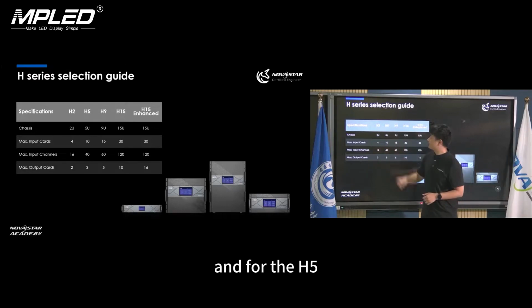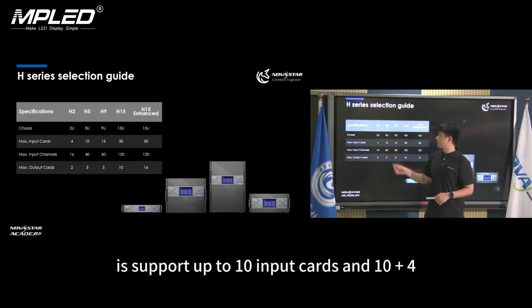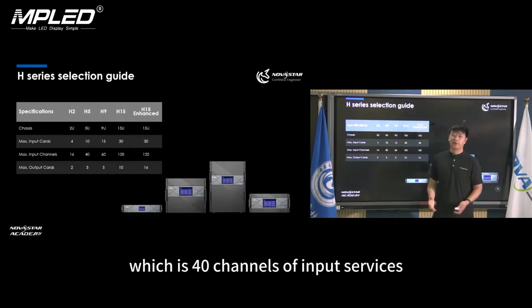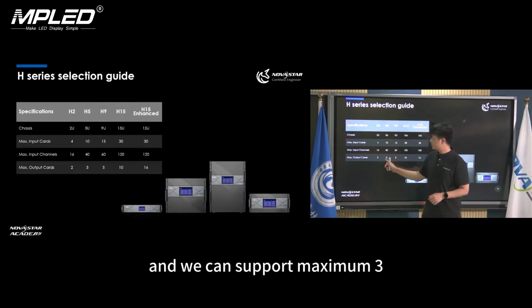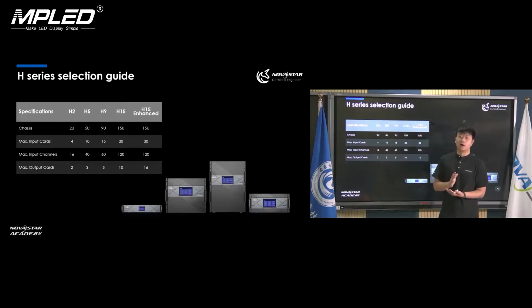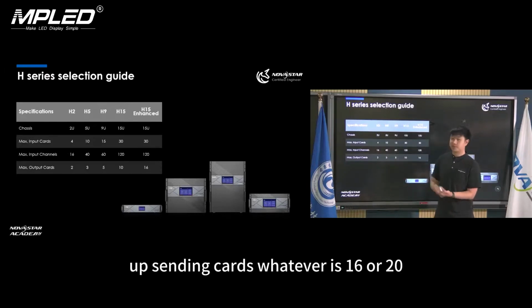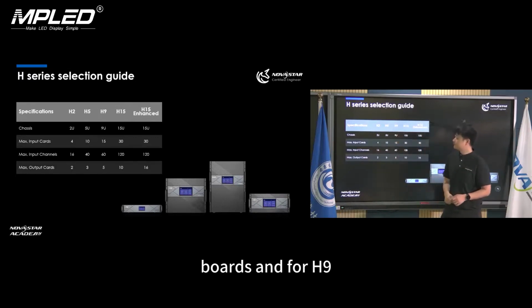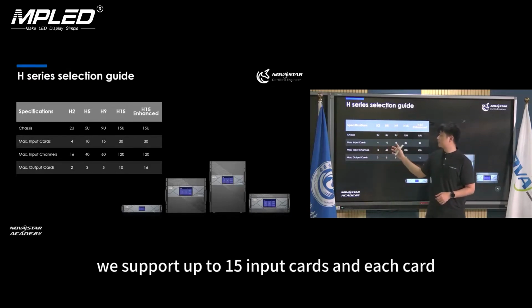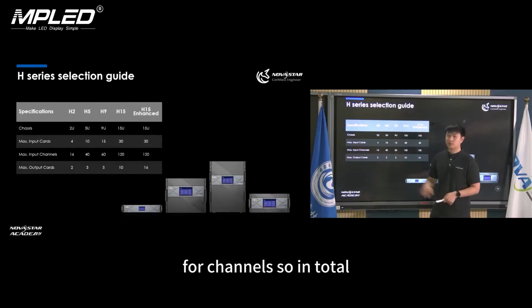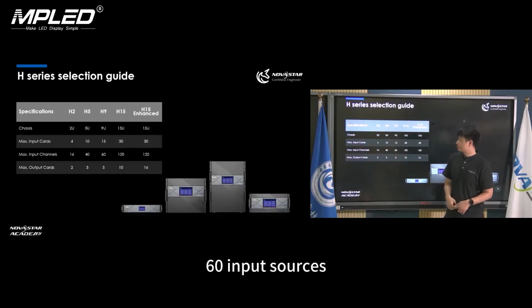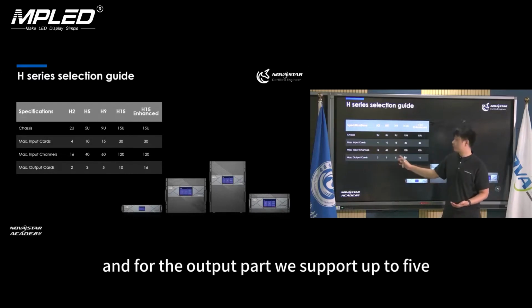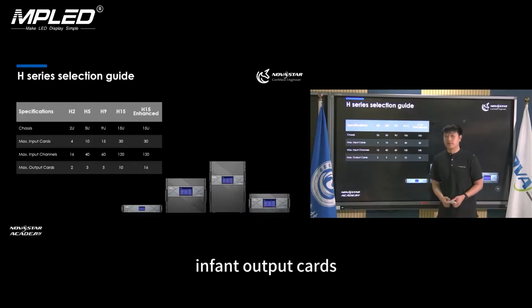And for the H5, it supports up to 10 input cards, 10 times 4, which is 40 channels of input sources. And we can support a maximum of 3 output sending cards, whether 16 or 20 output ports. And for H9, we support up to 15 input cards and each card 4 channels, so in total 60 input sources. And for the output part, we support up to 5 Ethernet output cards.